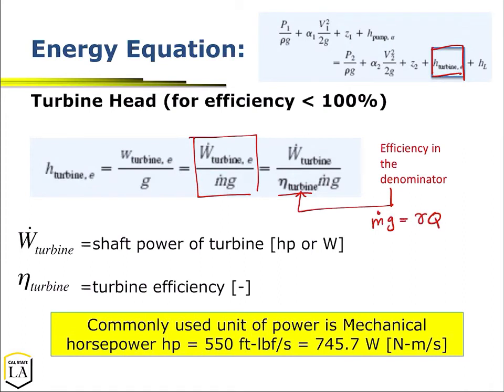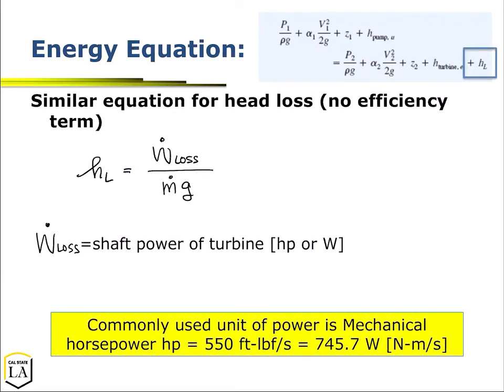Which leads me to the last equation, which is the head loss term. So this head loss is equal to w dot loss divided by m dot g, which is w dot loss divided by gamma q. They're equivalent. Use whatever's given to solve for this. You would notice that there's no efficiency term. Of course, you either have some loss or you don't.